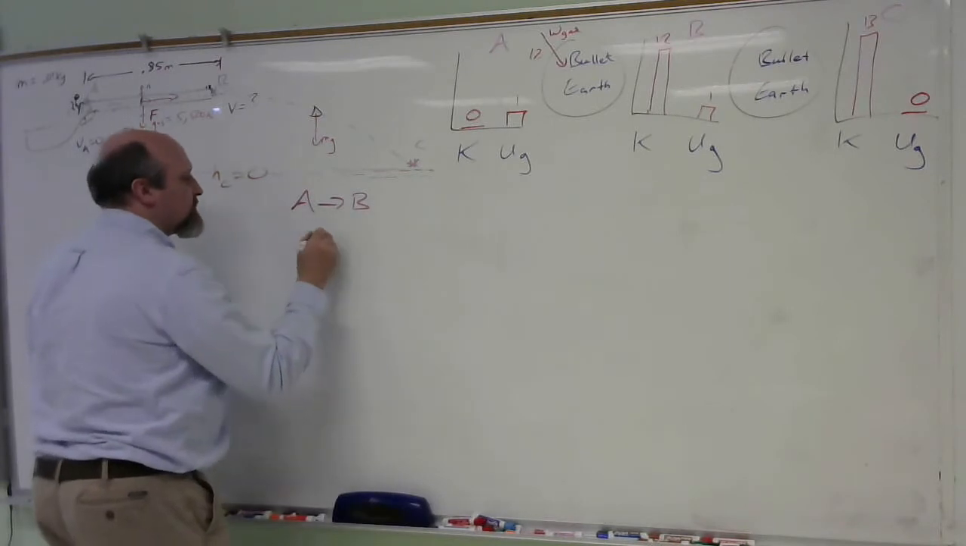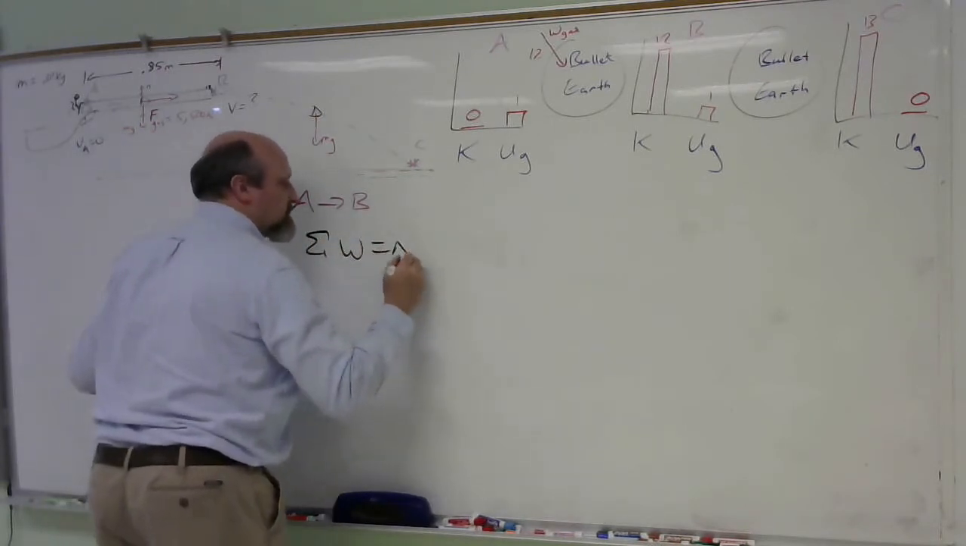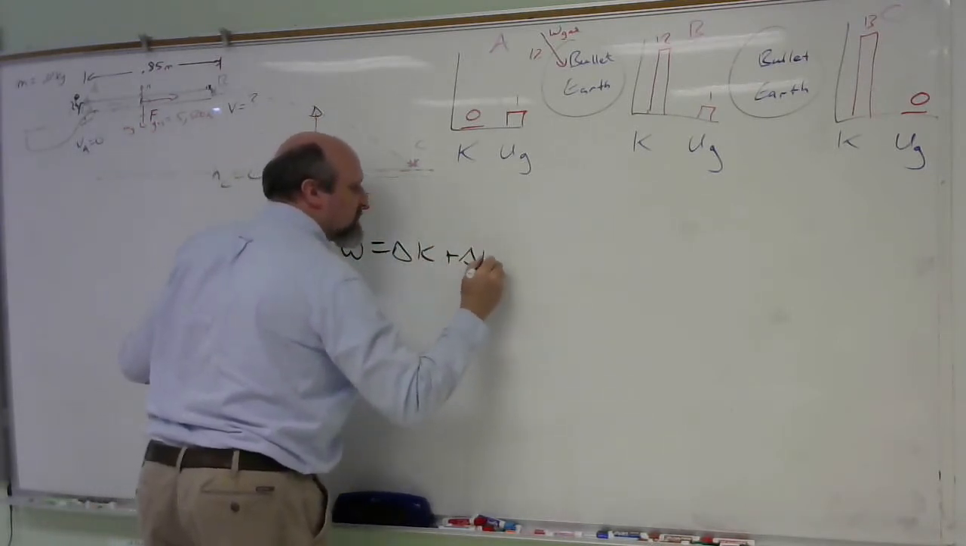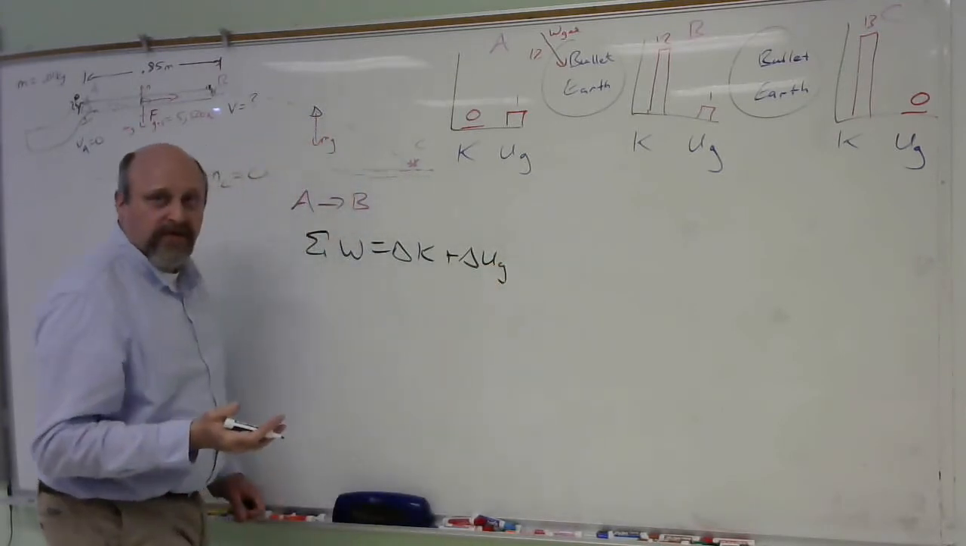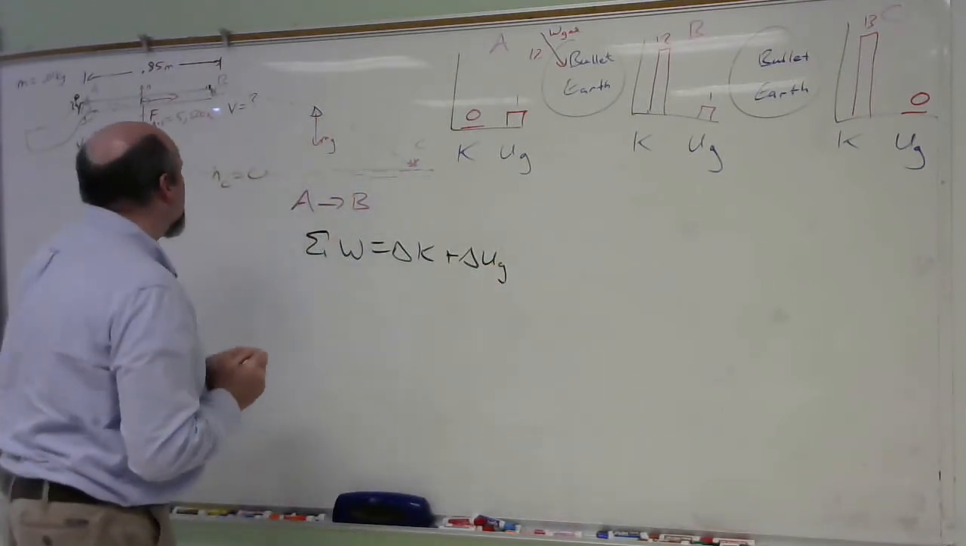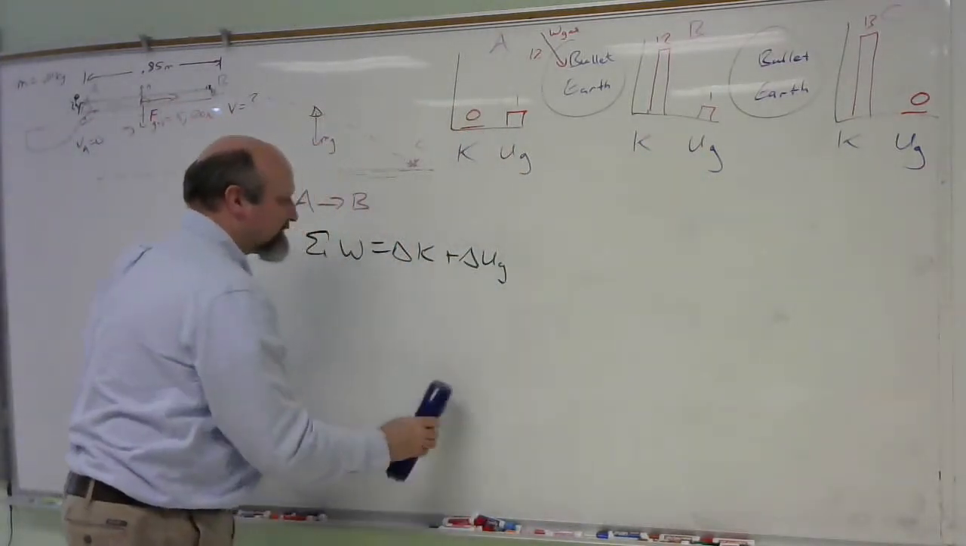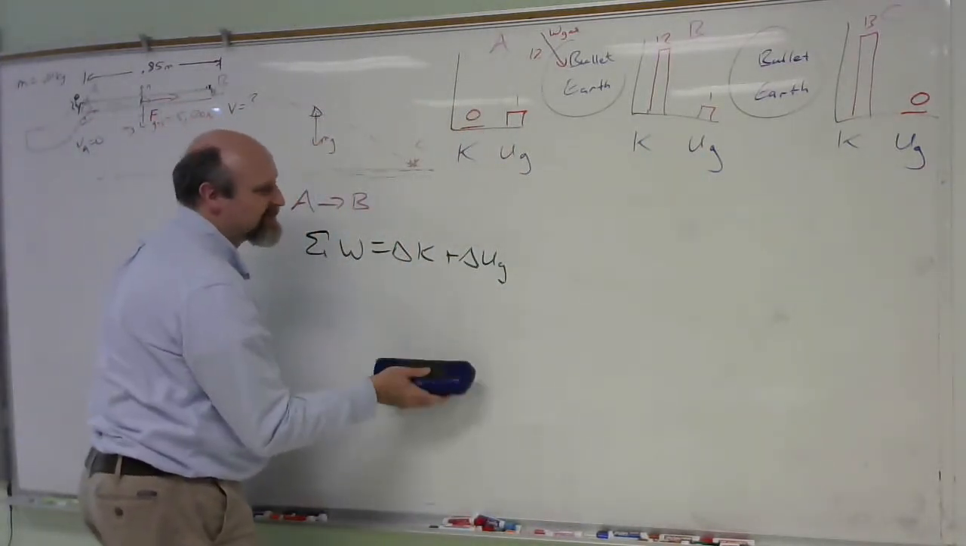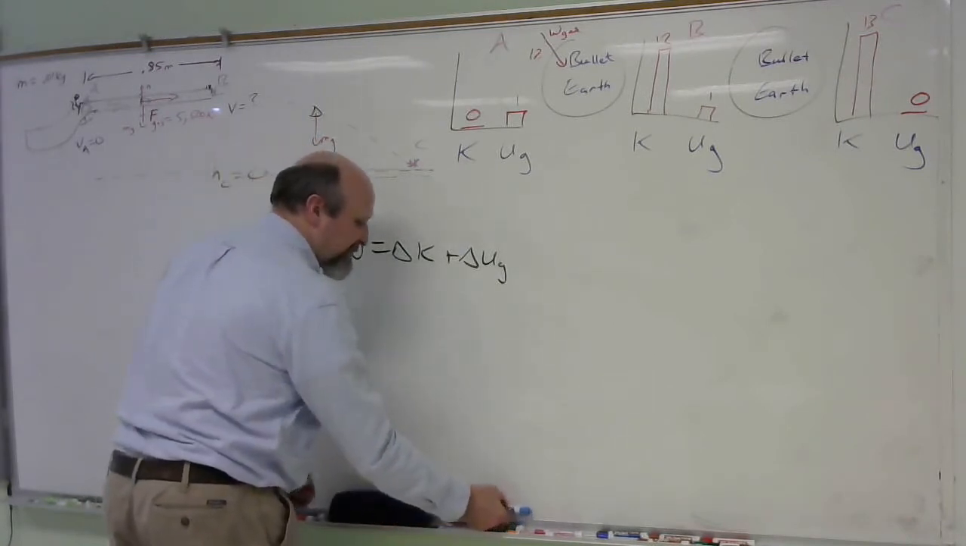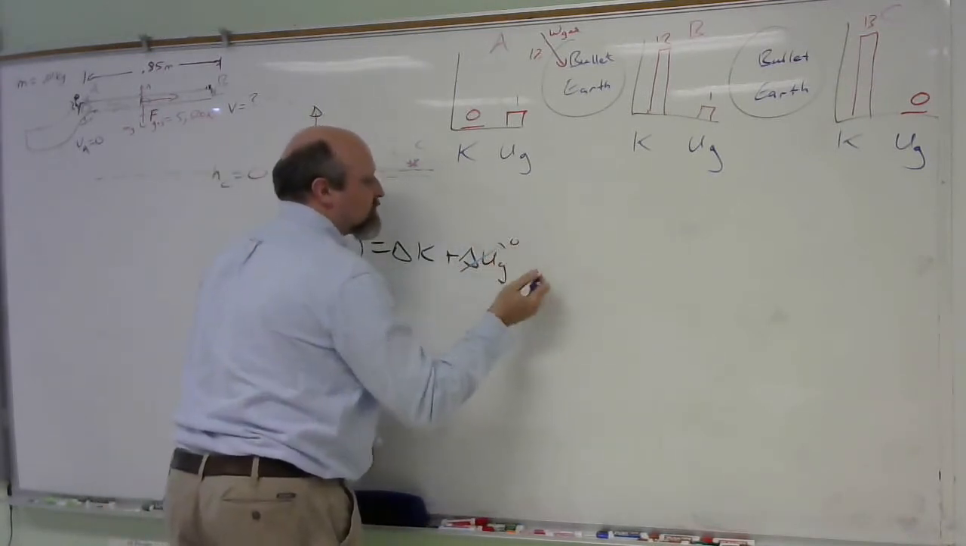So when I set up my equation, sigma W is delta K. I also can do delta UG if I want, because I'm including the earth. However, I noticed that in going from A to B, there is no change in the gravitational potential energy. So the delta UG is just going to be 0, because we're not changing height.